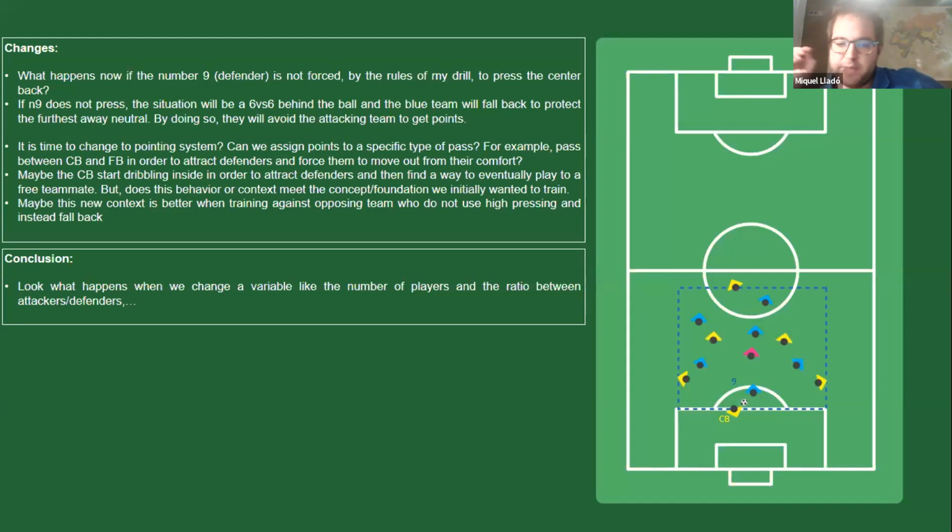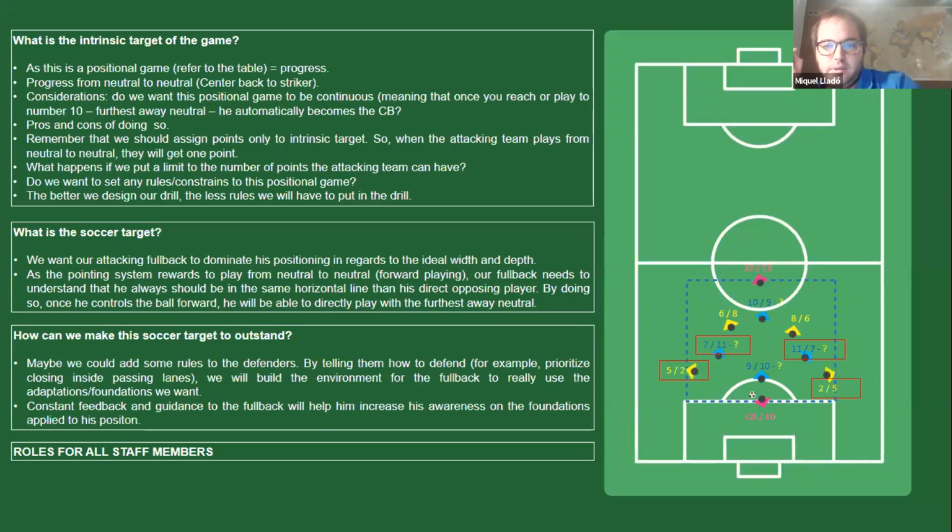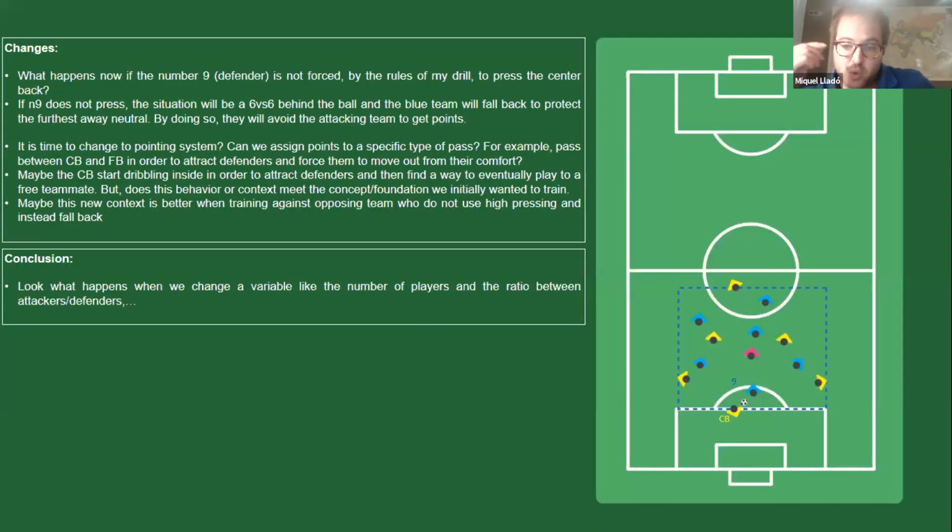Let's see the example again and see how it changed now. It's exactly the same space as the previous one. Instead of a 4v4 +2, it's a 6v6 +1. The neutral or the advantage now is inside, where we have the free player. But look what happens if the number 9, instead of pressing the center back, decides to stay down with the purple player. Then it would be an equal number, a 6v6 situation where our only free player is the player with the ball. If he's the only free player, to get an advantage for any of our midfielders or inside players, he needs to start dribbling instead of passing. But if he dribbles, maybe that recreates a situation more similar to opposing teams defending in their own half.